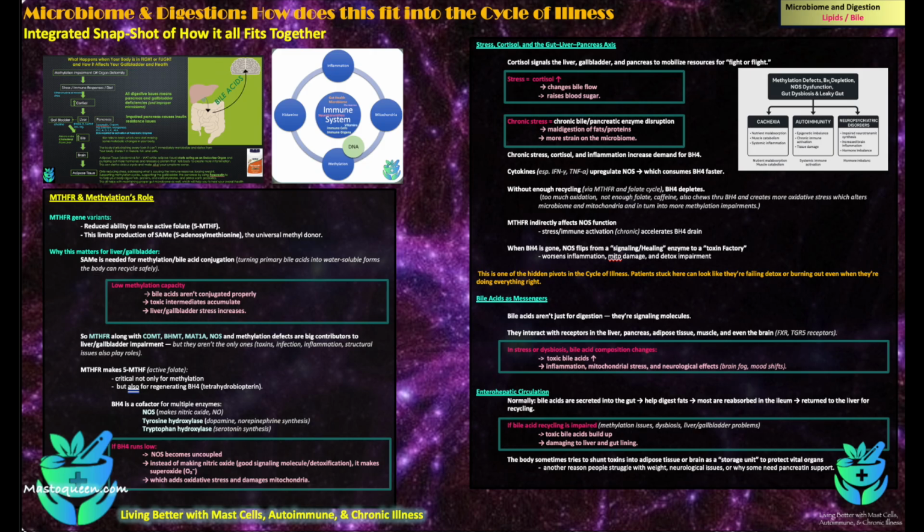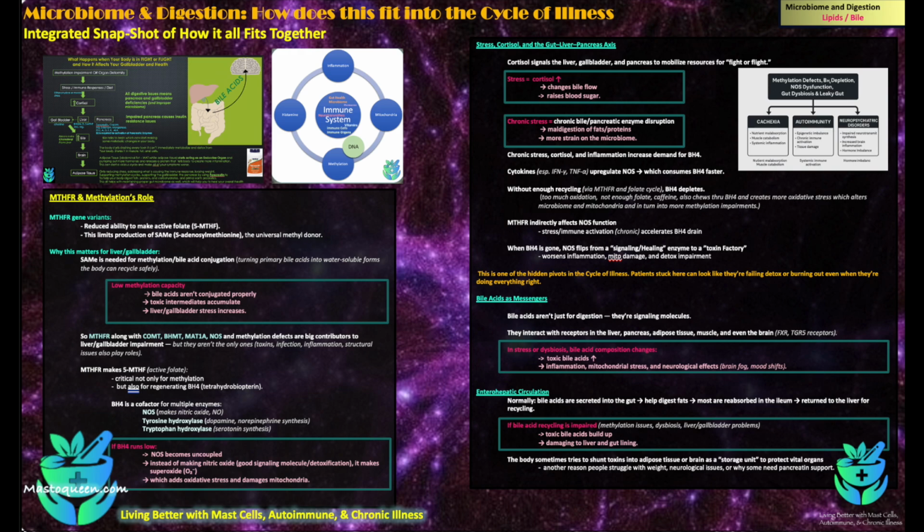Without enough recycling via the MTHFR and the folate cycle, BH4 will become depleted. And too much oxidation, not enough folate, and caffeine also chew through BH4 and create more oxidative stress, which alters the microbiome and your mitochondria, and in turn, more methylation impairments, which also means more damage to the microbiome. MTHFR indirectly affects the NOS function. So stress and chronic immune activation accelerate your BH4 drain. When BH4 is gone, NOS is going to flip from a signaling, healing enzyme to a toxin factory. And this worsens your inflammation, your mito damage, and your detox impairment.